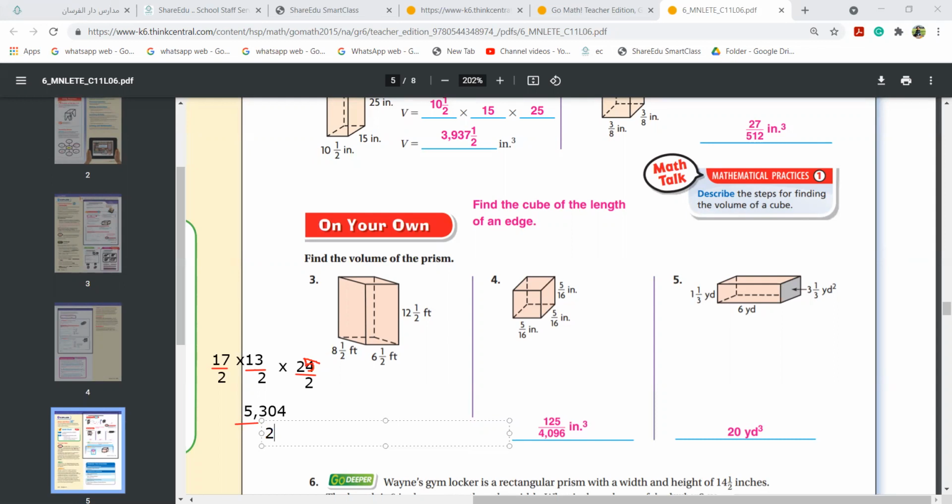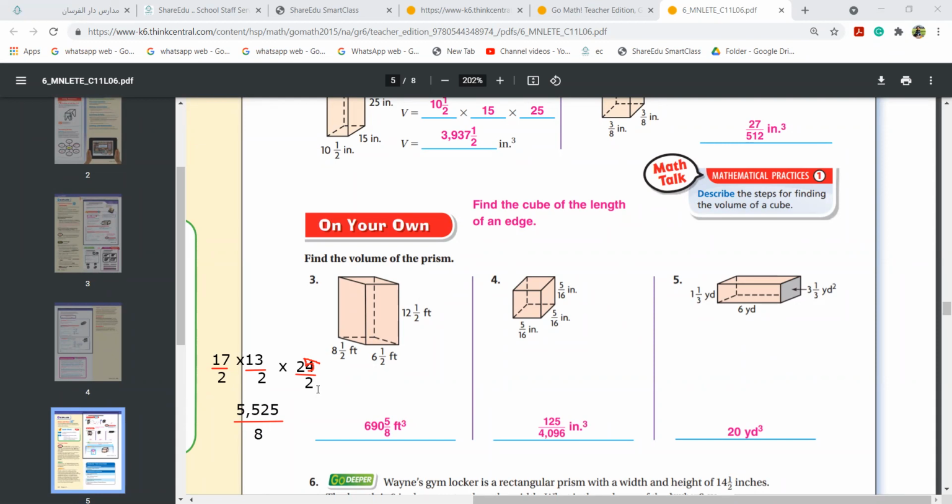Miss, I got 5,525. Yeah, even I got the same thing. I think Wateen did something wrong. Wateen, check again because even I got the same as Malak. 5,525, right? We got this. Over 2? Miss, because I multiplied 17, 13, and 24. Okay, so now I get 5,525 divided by 8. Divided by 8, we get 690.